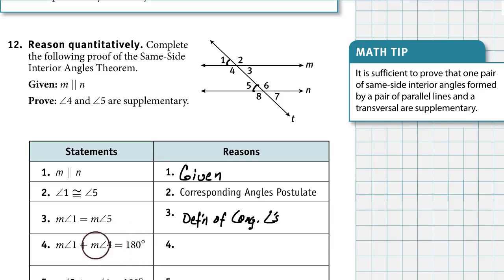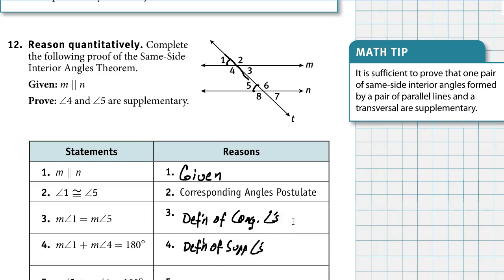Next step, let's say that the measure of angle 1 plus the measure of angle 4 is equal to 180. Where does that come from? Well, look up in the drawing. Angle 1 and angle 4 are side by side. They're creating this straight line. They're supplementary, and that means that their angles will add to 180. So this is the definition of supplementary angles.